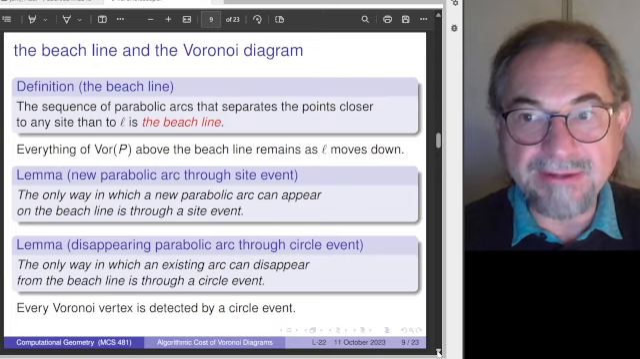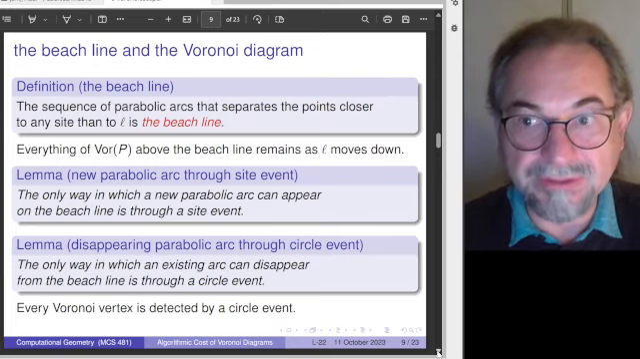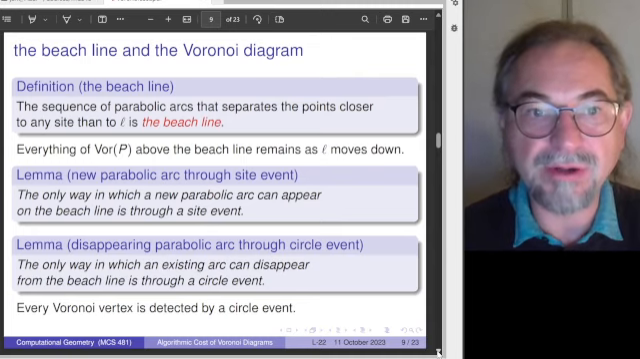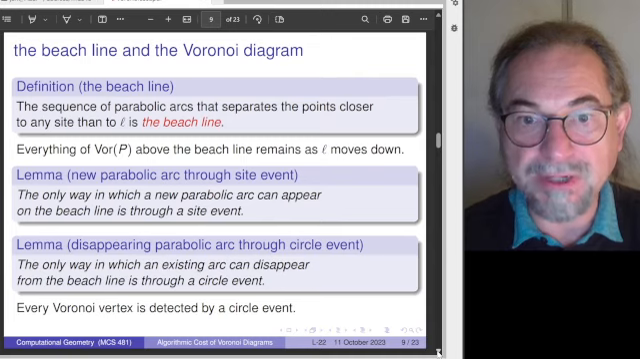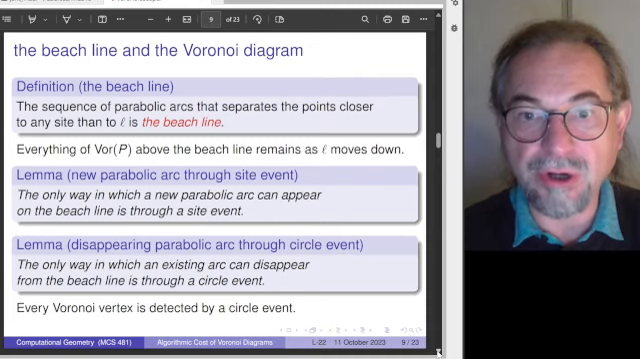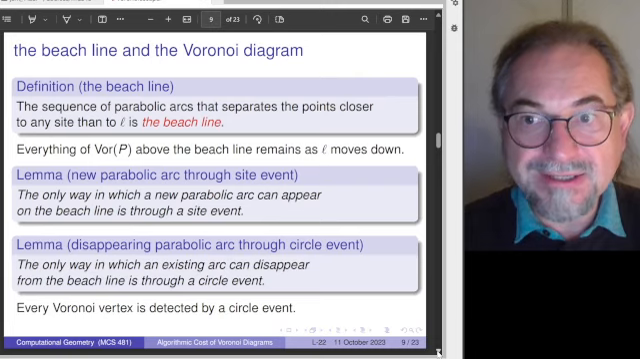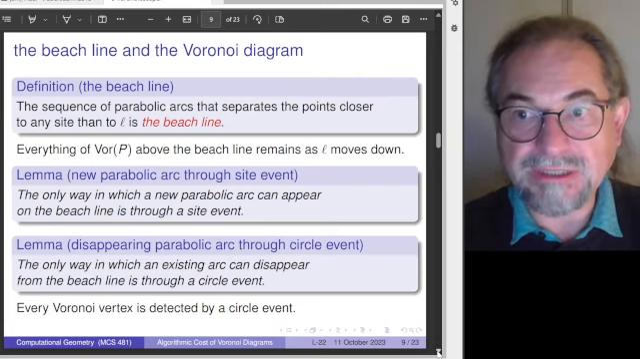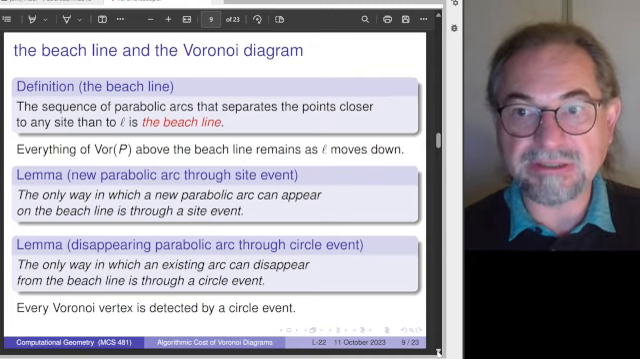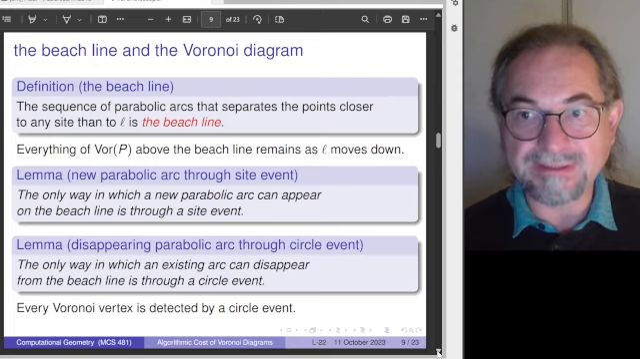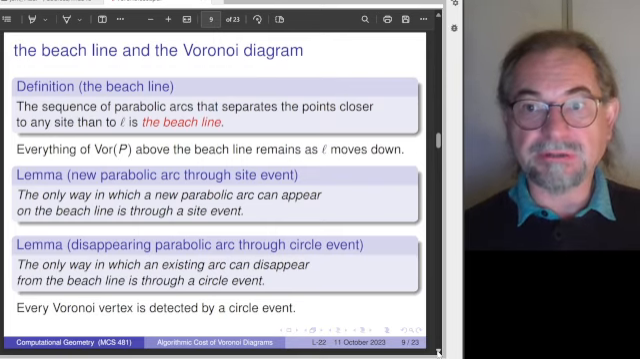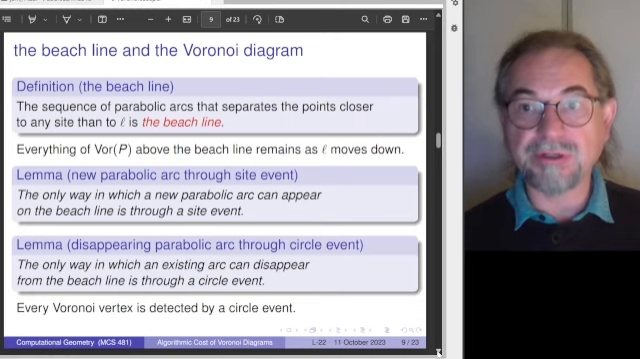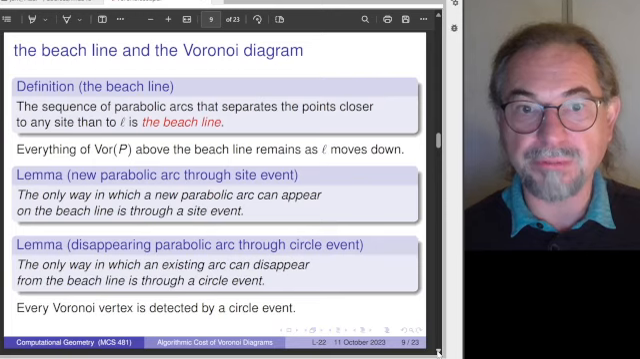Here are the main theoretical concepts behind the sweep line algorithm: the definition of the beach line, and the two types of events. We can have new parabolic arcs that occur, and they can only occur when your sweep line encounters a new site. Arcs can only disappear when you have to make a vertex. So when adjacent sites define a circle, at the center of that circle is a vertex. So we have to keep track of the adjacencies, something that we did already when we considered in an earlier chapter the line segment intersection problem.